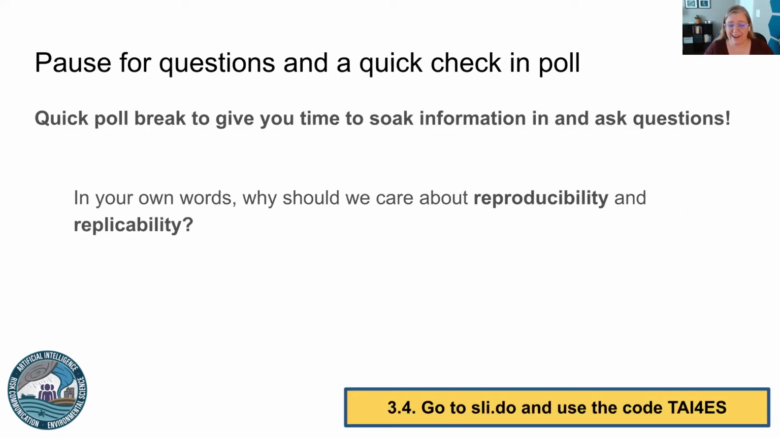So before I go back into a little bit more of a follow-up on how to facilitate R&R, let's have a quick little break. And I guess in your own words, why should we care about reproducibility and replicability? Love to see the Slido results here.